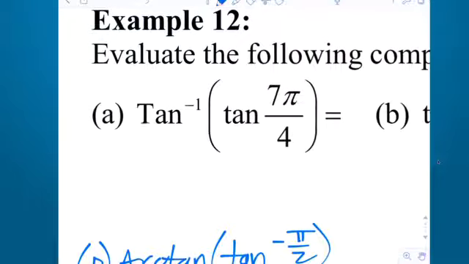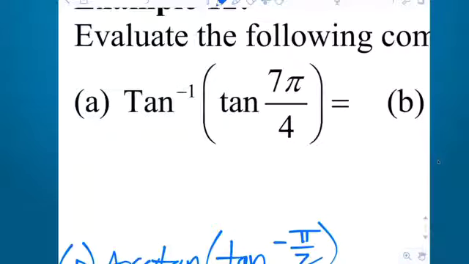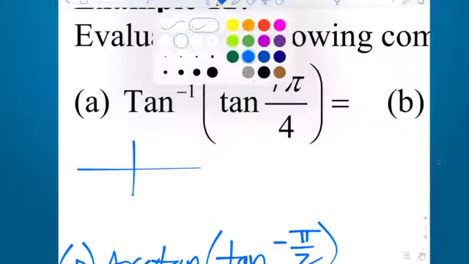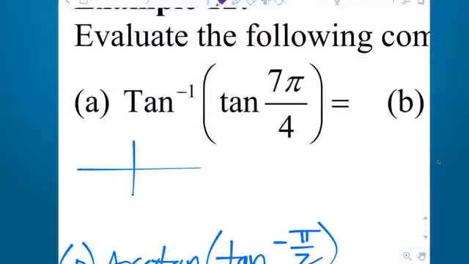But what about this one up here, part A now? Inverse tangent of 7 pi fourths. Is 7 pi fourths in the PVR for arctangent? Is it between negative pi halves and pi halves? No. Is this one going to be D and E though? No, this one's not D and E because 7 pi fourths is a defined tangent angle, unlike pi halves. So in this case, we have to do what we've been doing. We have to figure out where 7 pi fourths lives, which of course is where? Quadrant 4.